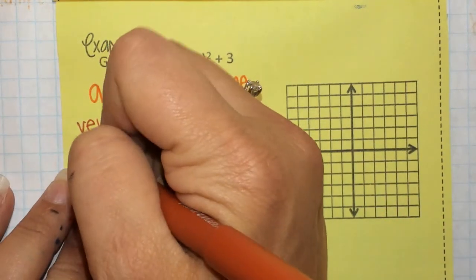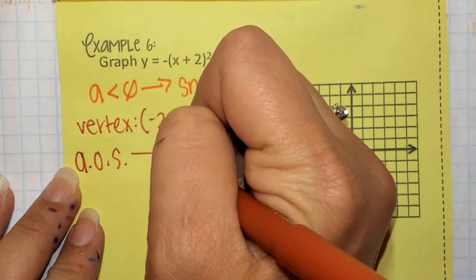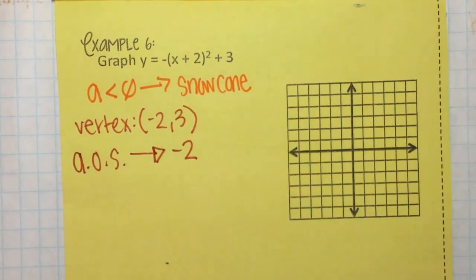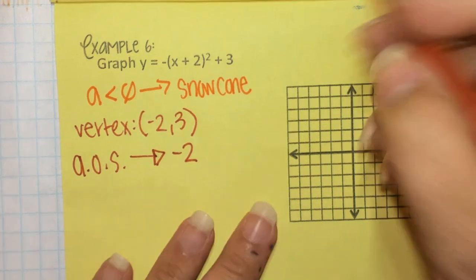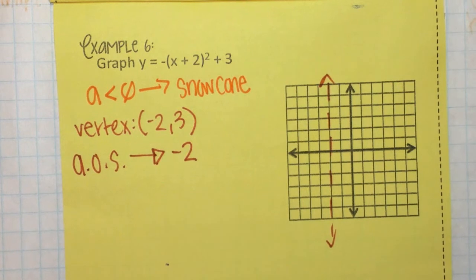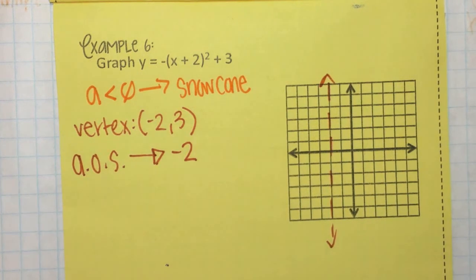Alright, so then axis of symmetry. What's our axis of symmetry? Negative 2. Is everybody ready for the magic? Let's do our axis of symmetry. Alright, tell me what my vertex is.